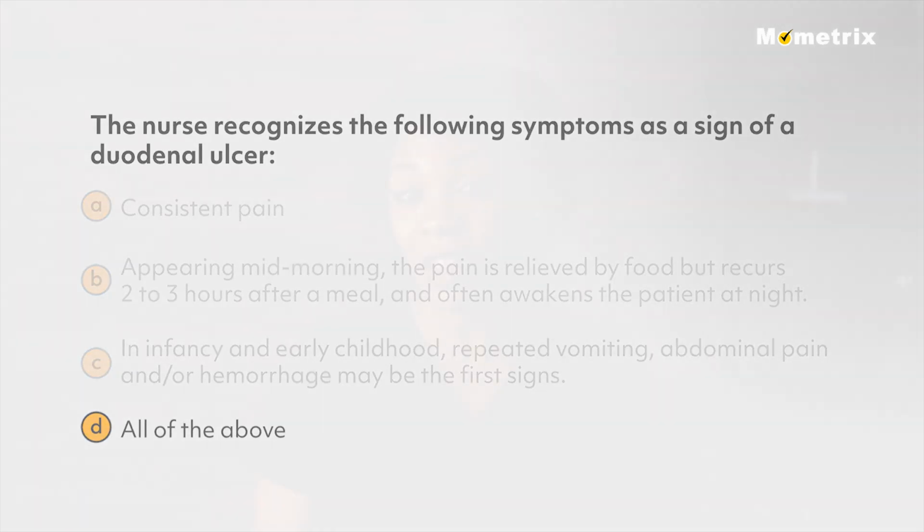If you chose D, all of the above, you're right. All of the choices are symptoms of a duodenal ulcer.